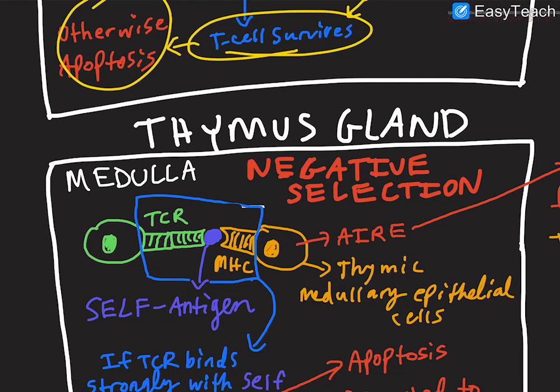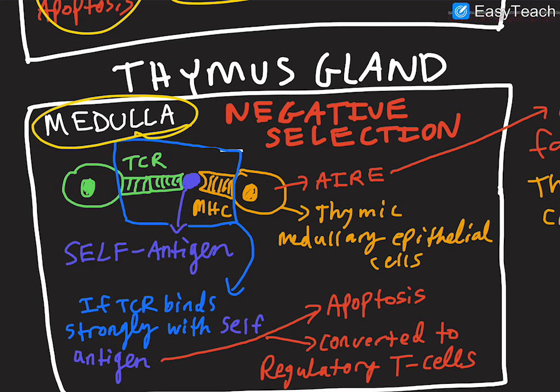Negative selection occurs in a different part of the thymus gland, specifically the medulla of the thymus gland, not the cortex. So in the cortex, we had cortical thymic epithelial cells. In the medulla, we have medullary thymic epithelial cells. Now, these medullary thymic epithelial cells also have MHC on their surface and they present self-antigen, right?